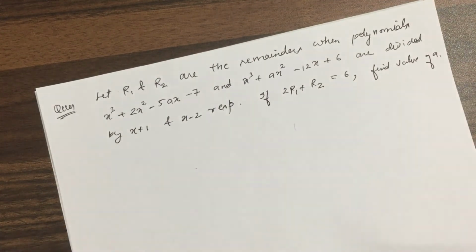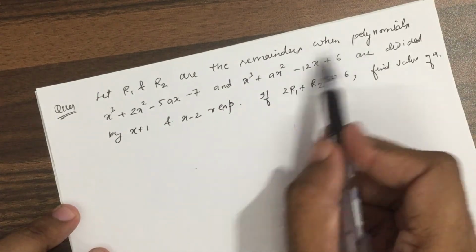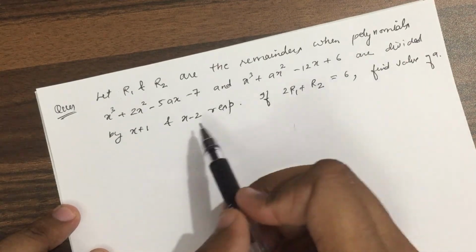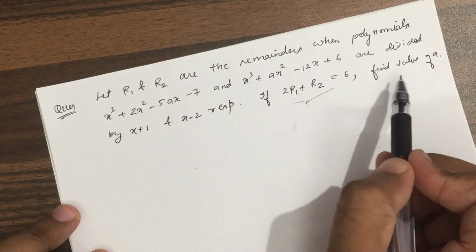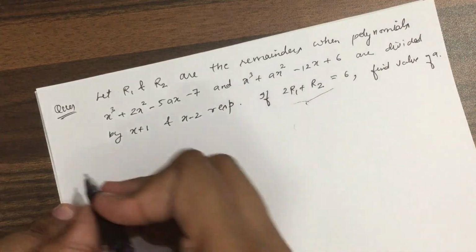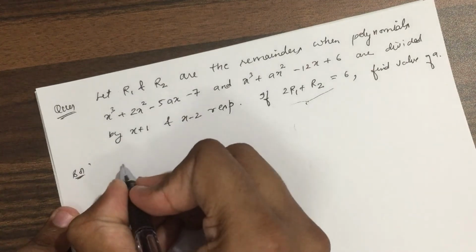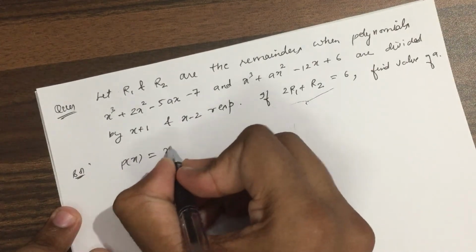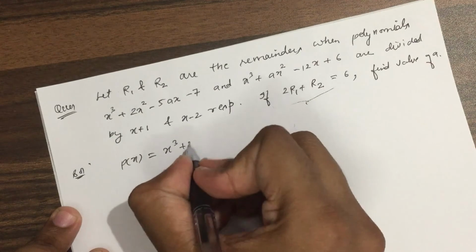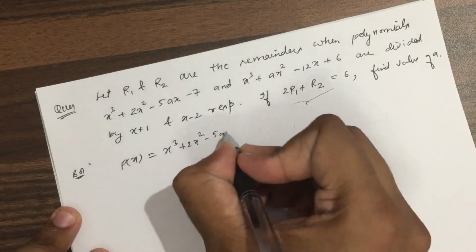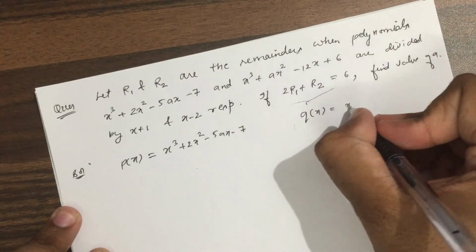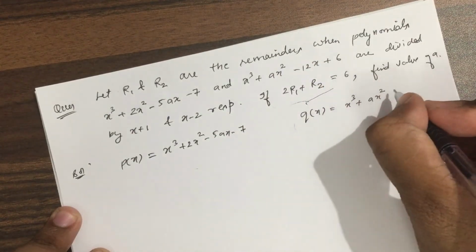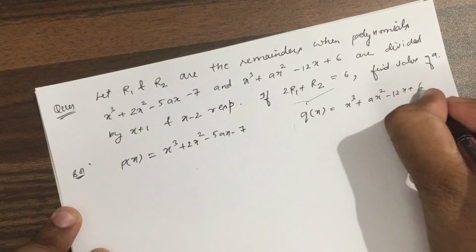Okay? Now what is given? What is given to you guys? R1 and R2 are the remainders when polynomials are divided by x plus 1 and x minus 2 respectively, and this condition is given to you. Then you have to find the value of a. Okay? Solution. Write p(x) is equal to x cube plus 2x square minus 5ax minus 7, and assume q(x) as x cube plus ax square minus 12x plus 6.